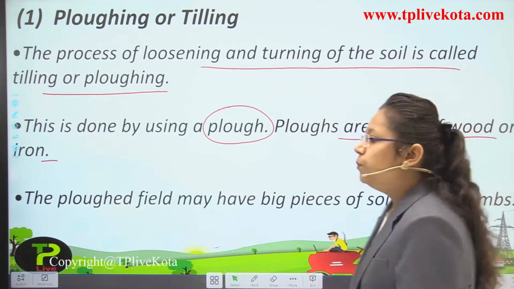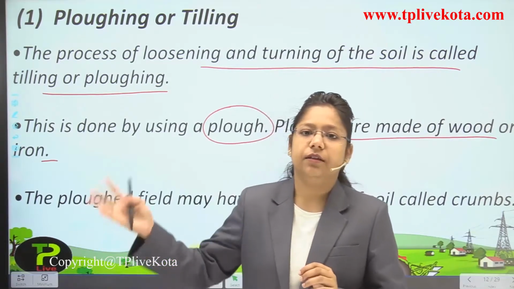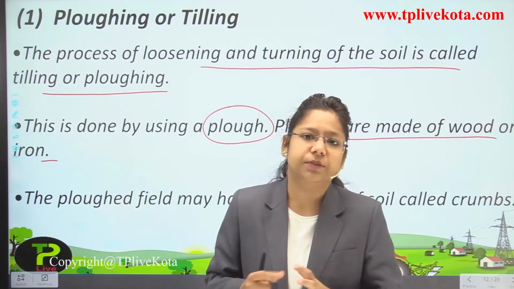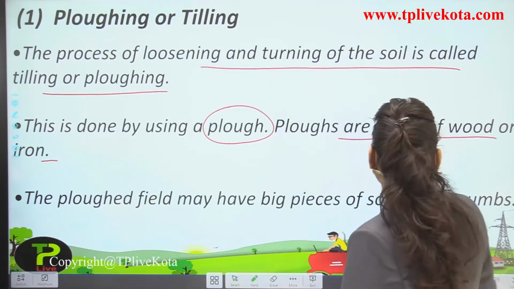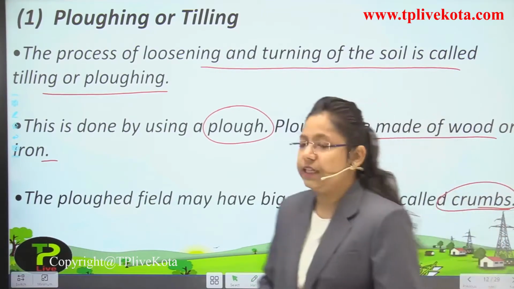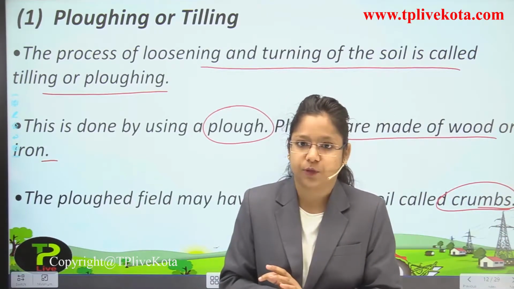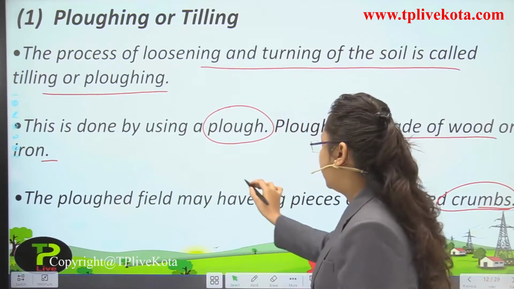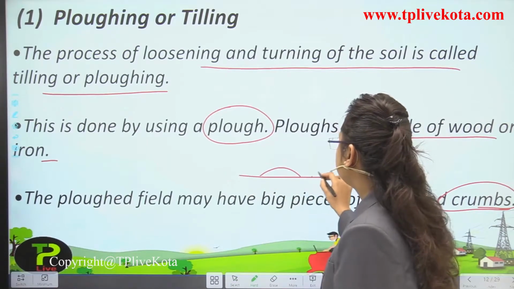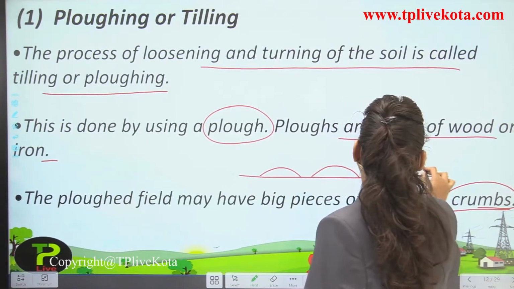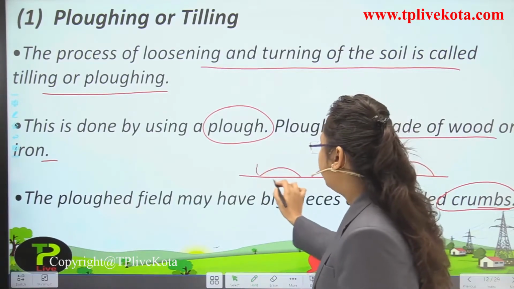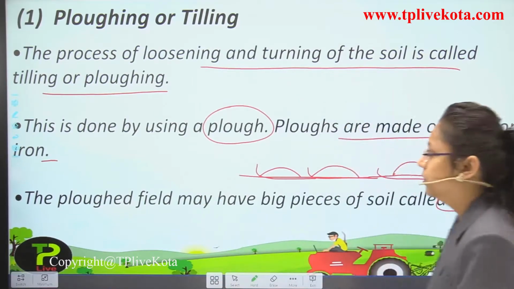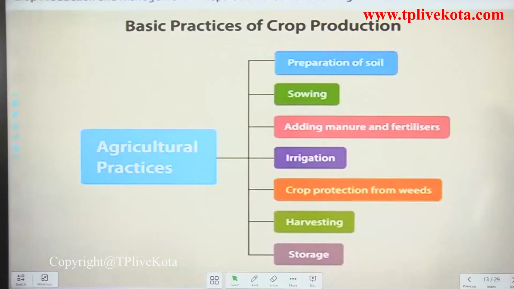Now, when the field is plowed, some soil crumbs are created. It is written over here also, subsoil crumbs are created, and these crumbs are then removed in the leveling process. It means there are stacks of soil. These types of stacks of soil are formed when the field is plowed. Now these are going to be removed during the leveling process, which we are going to study in the next procedure.